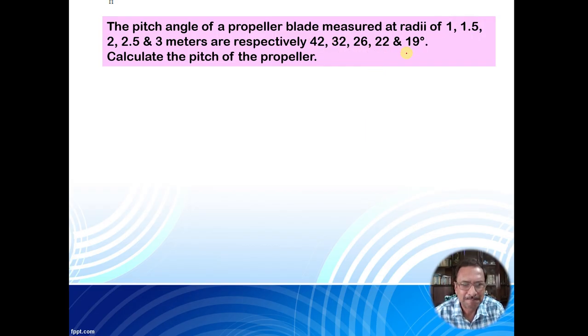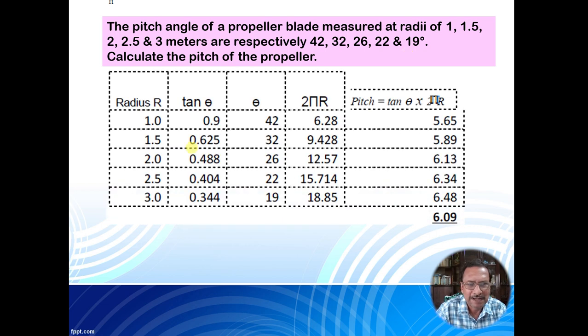We make a table. As you can see, on the first column we have written all the radiuses, the different points from the center of the propeller boss at which the different pitch angles are measured. In the third column, actually, this should have been the second column, we are writing the different pitch angles at the respective radiuses. In the second column, we are calculating the tan of these different pitch angles. We get the tan theta.